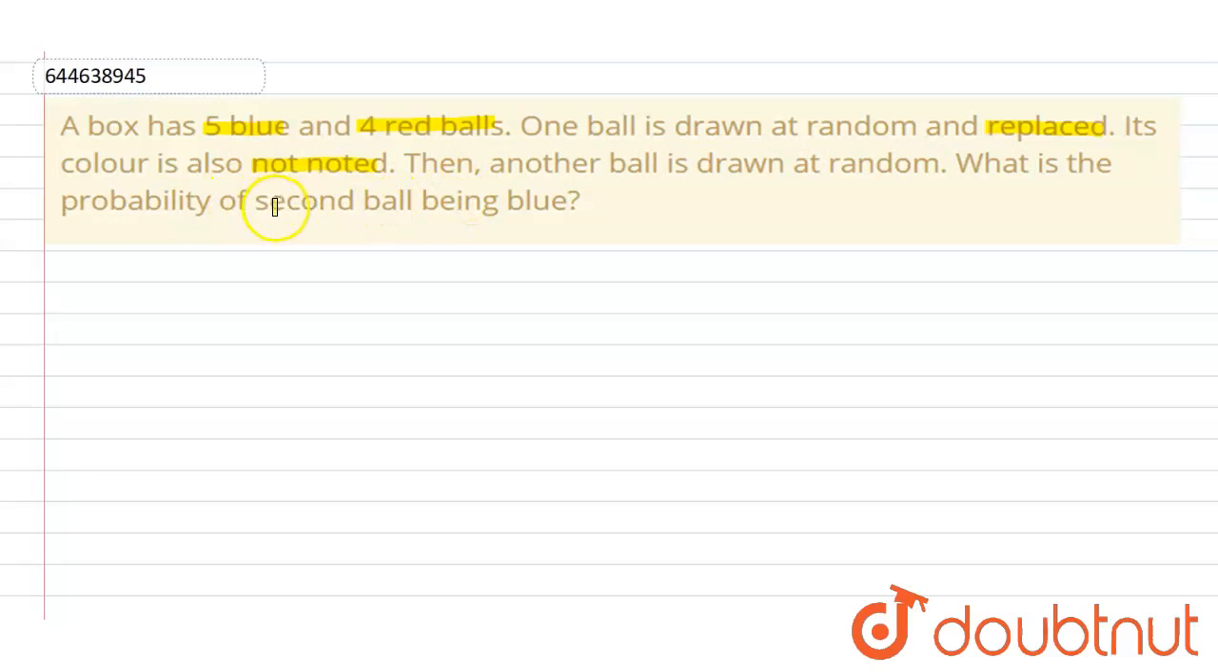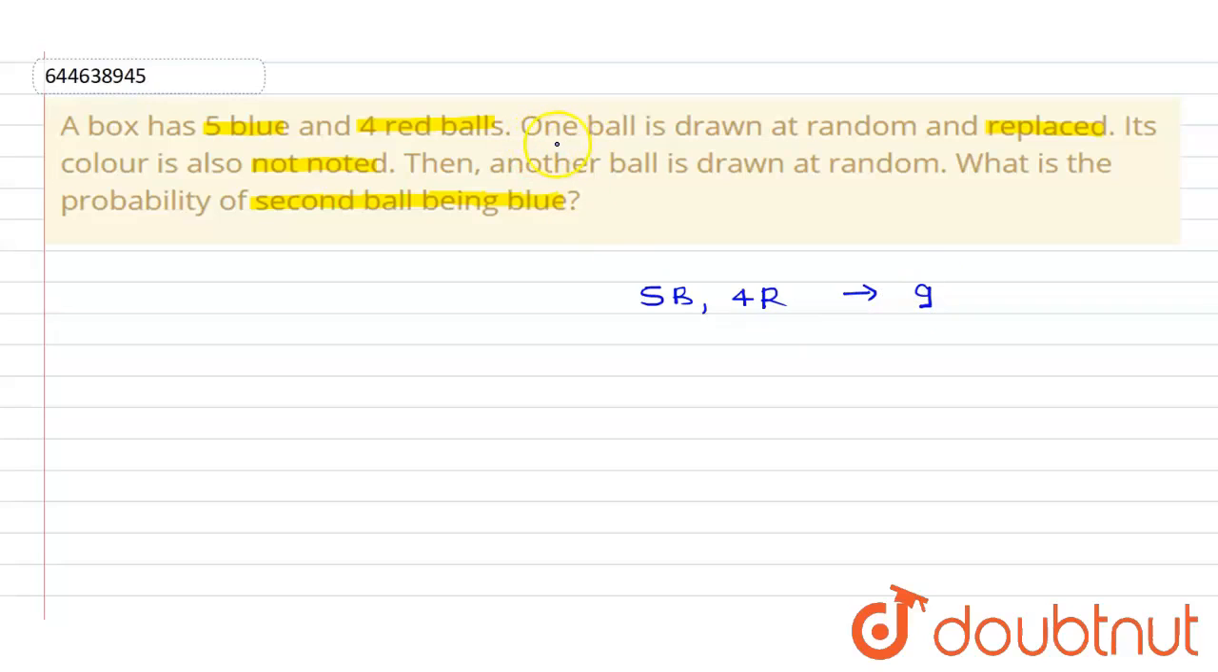Now we need to find the probability of getting the second ball as a blue ball. Now we know that in the bag we have 5 blue and 4 red balls. Therefore we can say there are a total of 9 balls.